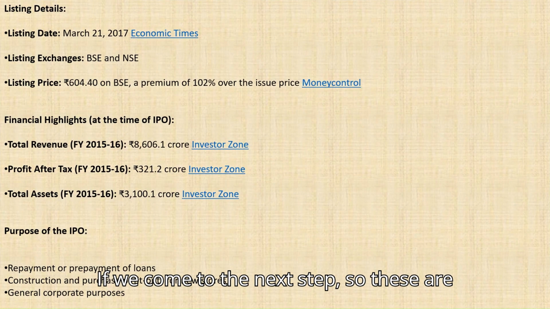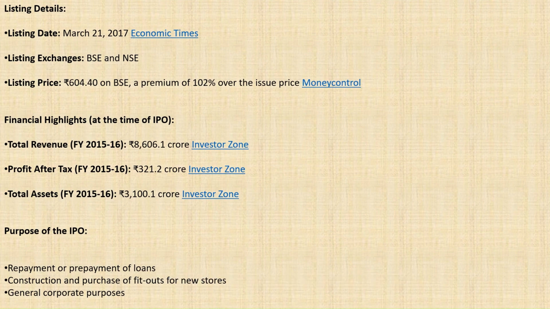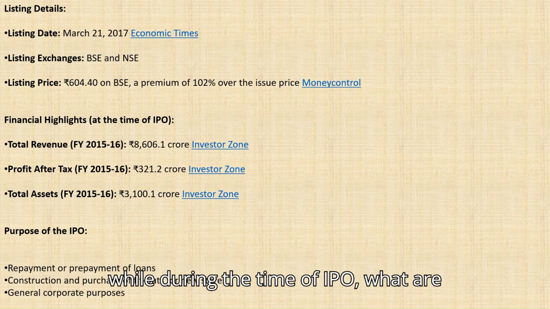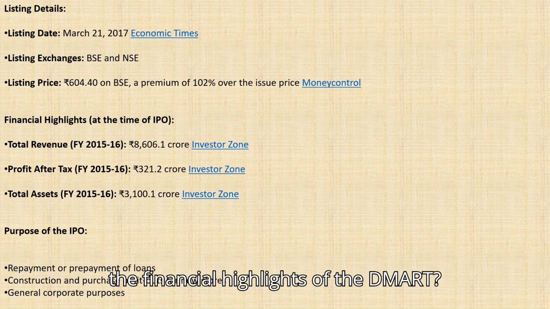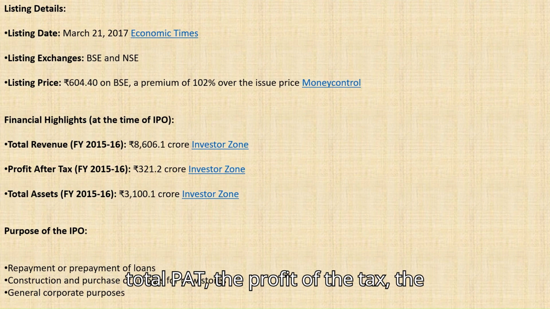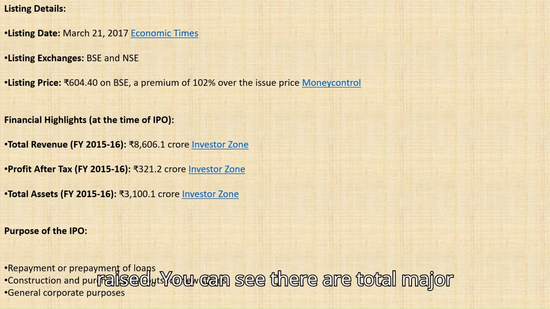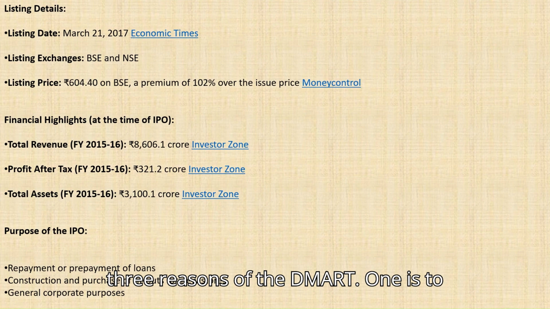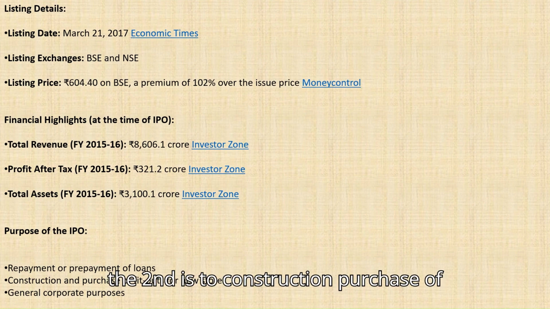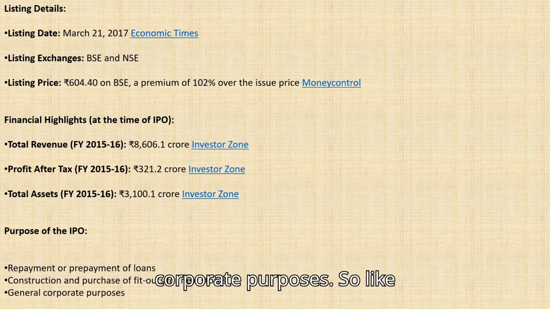If we come to the next step, these are the listing details when the IPO came into the market, where it is listed on the NSE and BSE, what the listing price was on the listing day, and during the time of IPO, what the financial highlights of DMart were. You can see the total revenue, the total PAT, the profit after tax, the total assets, and why the IPO is being raised. We can see there are three major reasons for DMart. One is repayment or prepayment of the loans. The second is construction and purchase of new stores, and the third is general corporate purposes.